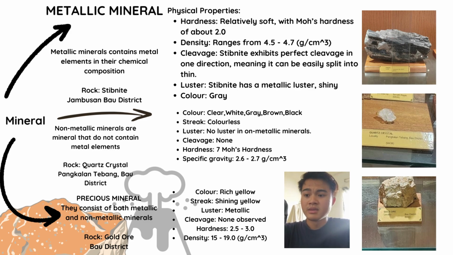Precious mineral is a mineral that consists of both metallic and non-metallic minerals. The example is gold, which can be found at Bau district. The color is rich yellow with a shining yellow. Luster is metallic, cleavage is not observed, with hardness 2.5 to 3.5 on the Mohs scale, and density of about 15 to 19.0 grams per cubic centimeter.